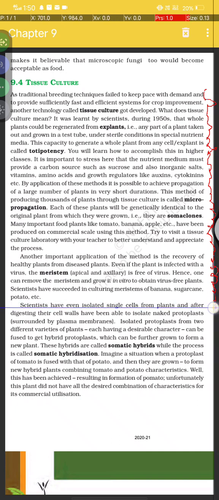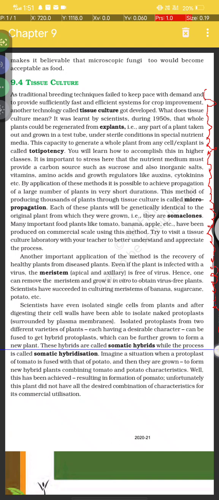Scientists have even isolated single cells of plants, and after digesting their cell walls, have been able to isolate protoplasts surrounded by the plasma membrane. Isolated protoplasts from two different varieties of plants, each having a desirable character, can be fused to get a hybrid protoplast, which can be further grown into a new plant. This hybrid is also called a somatic hybrid.